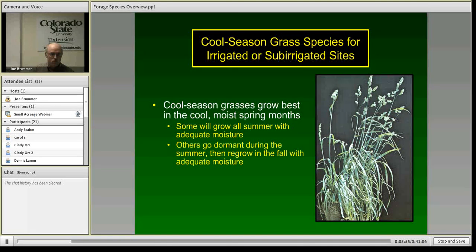Under dryland conditions, a lot of the cool season grasses will tend to go dormant during the hot part of the summer. But again, these species, if you provide them adequate moisture, they will tend to grow all summer long, which basically gives you a very long period of time in which you have pasture or multiple harvests of hay that you can get from these species.